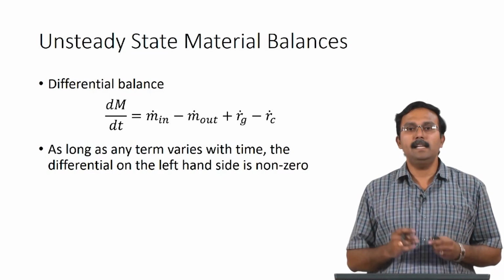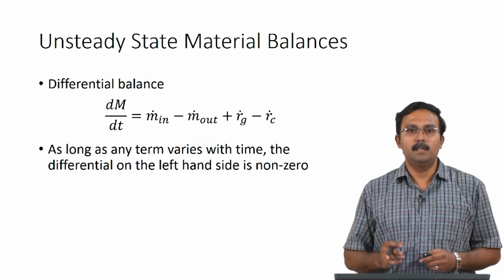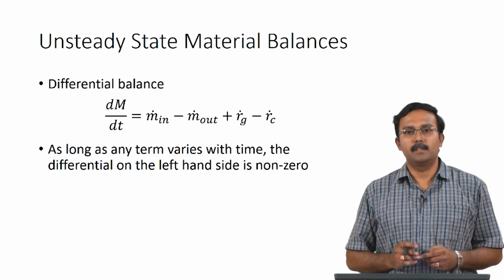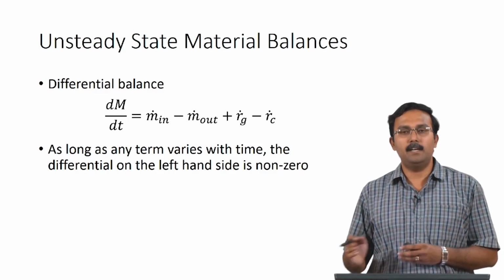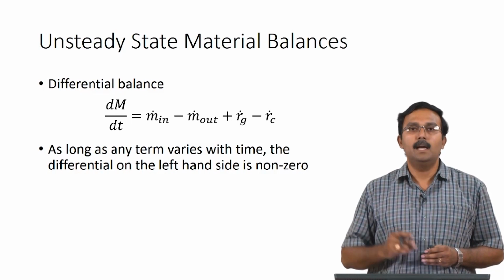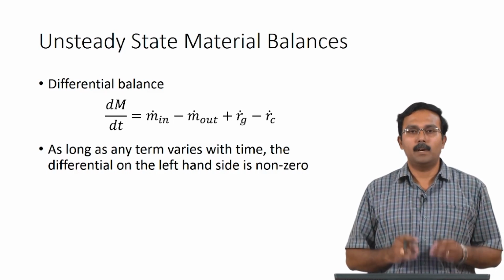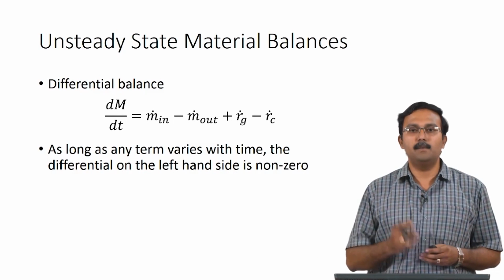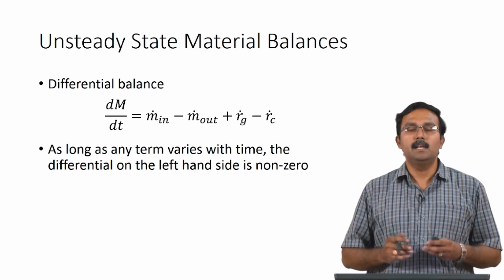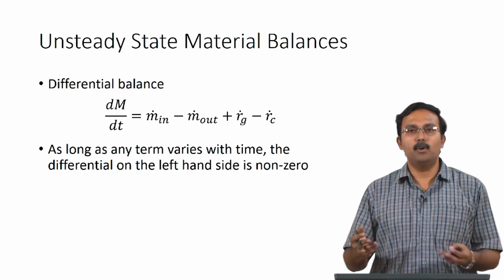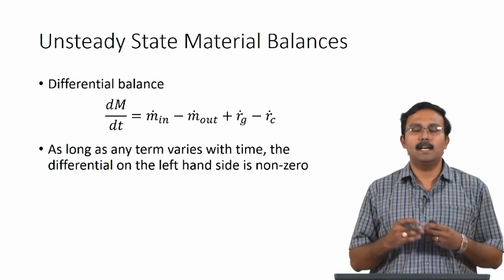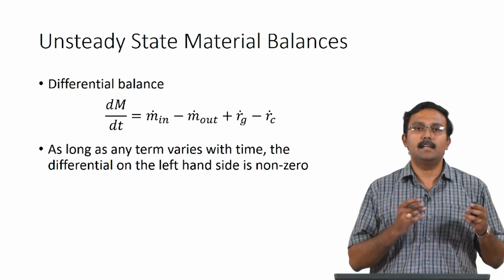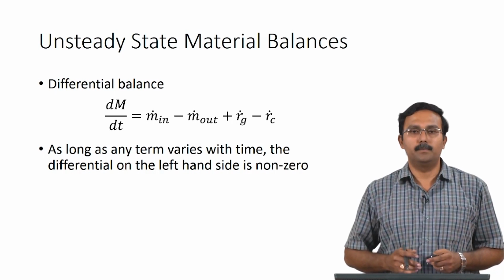As long as any of the terms varies with time, the differential on the left hand side, which is dm by dt, is non-zero. So, if all of them are independent of time, then your accumulation will go to 0 and it becomes a steady state process. For unsteady state processes, one of these 4 components which you see on the right hand side, input, output, generation or consumption, is actually dependent on time. There could be more which are dependent on time as well, but at least one has to be dependent on time. If that happens, then the process is unsteady state and dm by dt cannot go to 0.